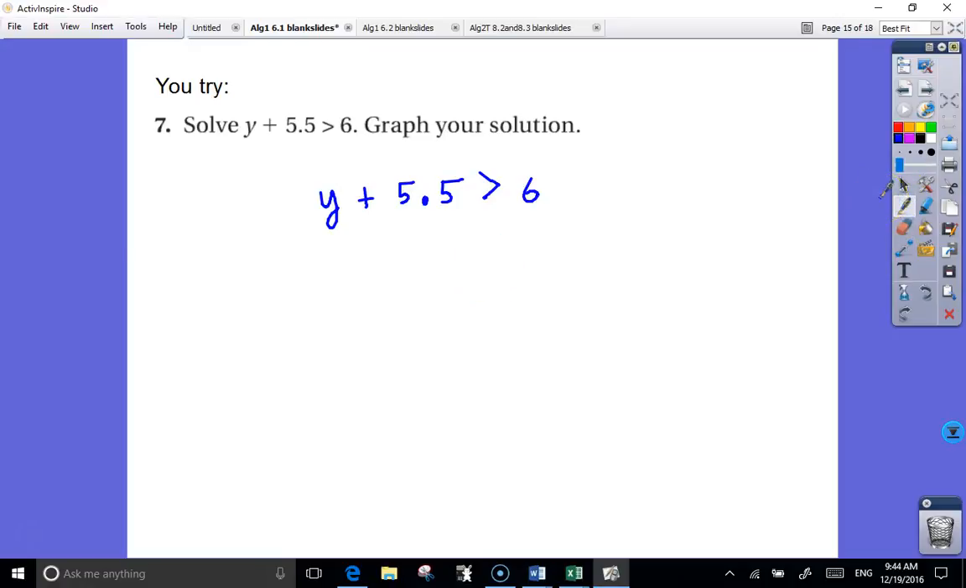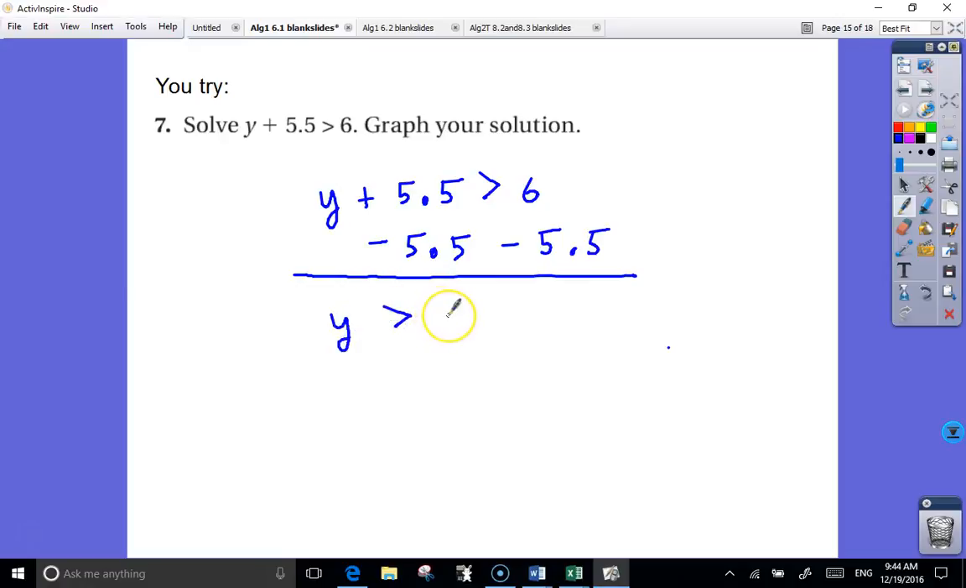Okay, what's the one step to isolate the y? Subtract 5.5, right? Subtract 5.5. Y is greater than, what is 6 minus 5.5? 0.5, right. Okay, then we graph it. Put a 0.5 right in the middle of that. Okay, open or closed circle? Right or left?